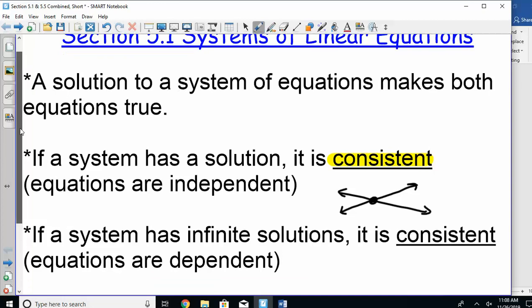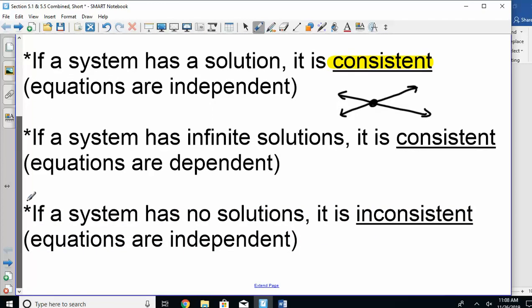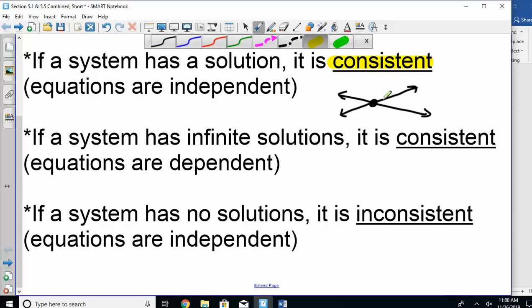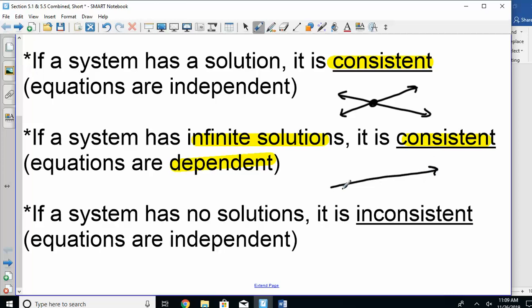If you have a solution, but you get infinite solutions, that is when we say it's consistent and dependent. Infinite solutions happens if I give you 2 equations for the same line. So you really just have 1 line there. Every point on the line makes both of the equations true. Dependent, they depend on one another since they are the same line.